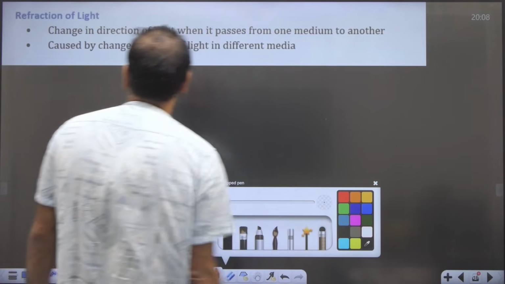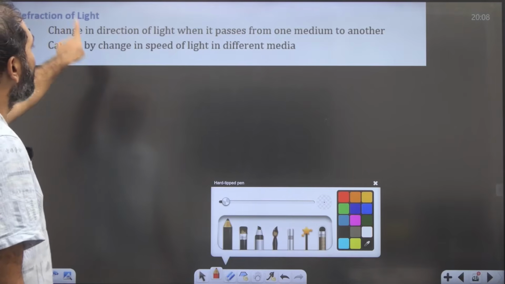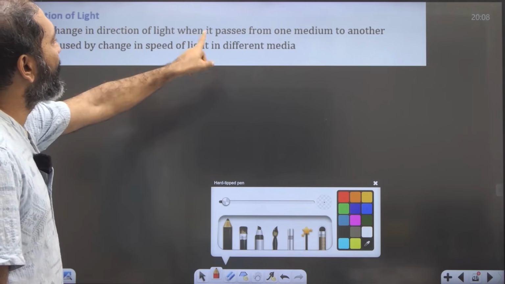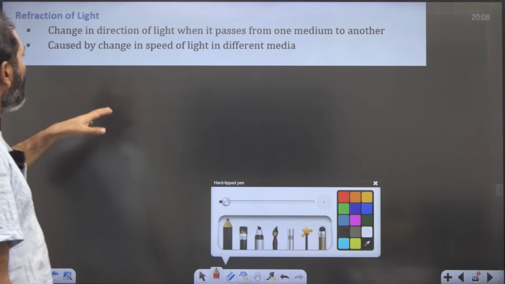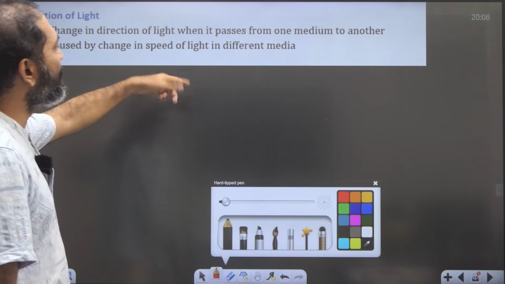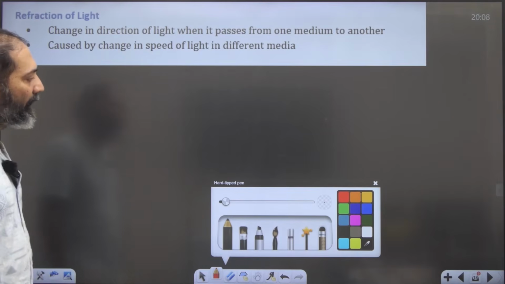Next topic is refraction. What is refraction? Change in direction of light when light passes from one medium to another. What is the reason for refraction? It is caused by change in speed of light in different media.